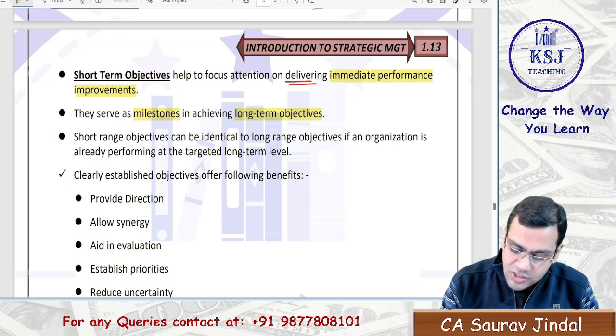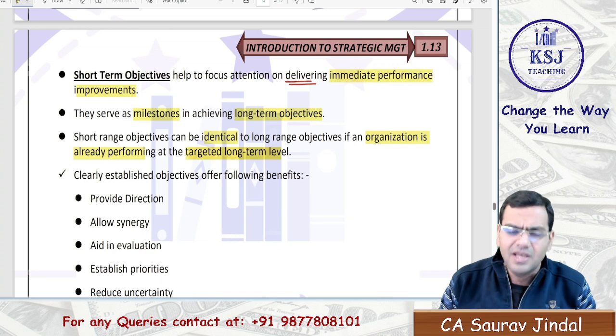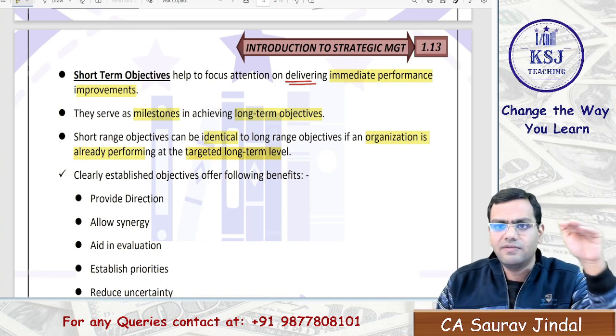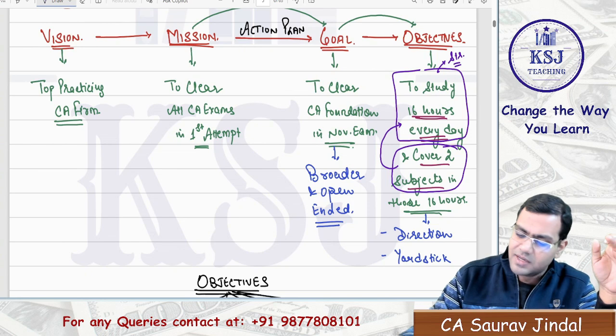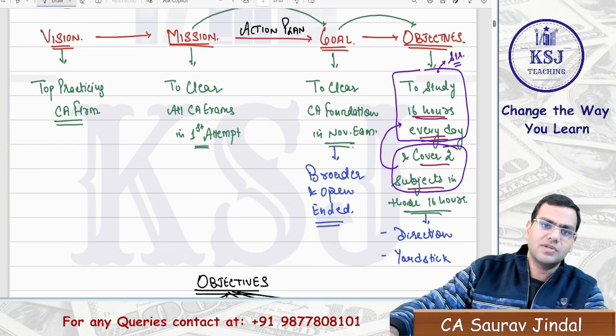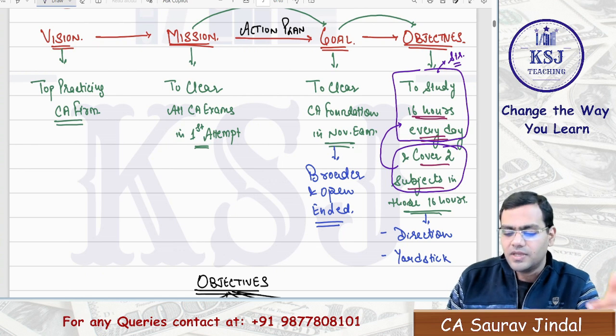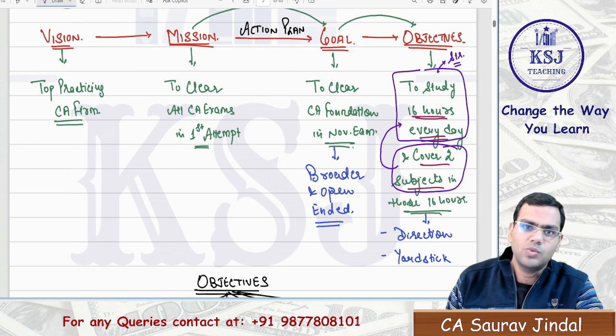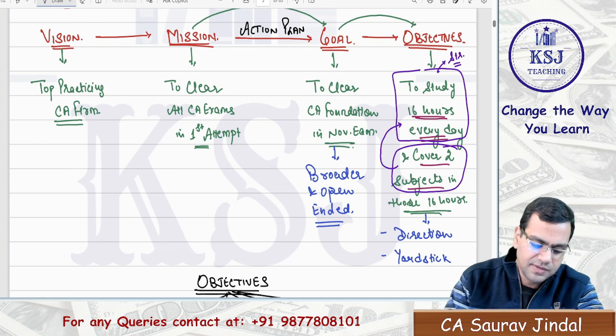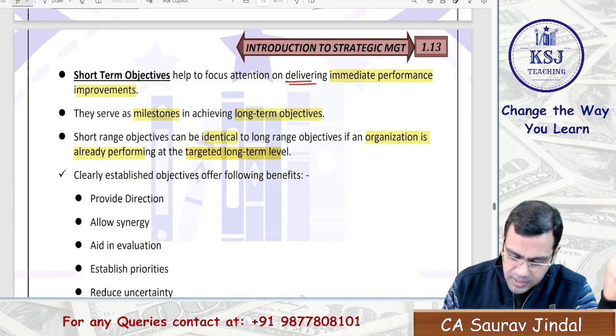The short-range objectives can be identical to the long-range objectives if an organization is already performing at the targeted long-term level. Working at that level means, for example, if you are already working for 16 hours a day, if you are already on the path of completion, then short-term objectives will match the long-term objectives, right?